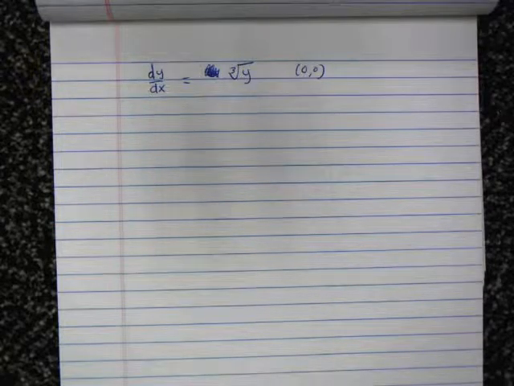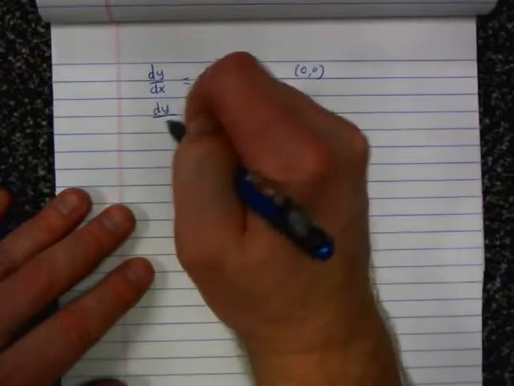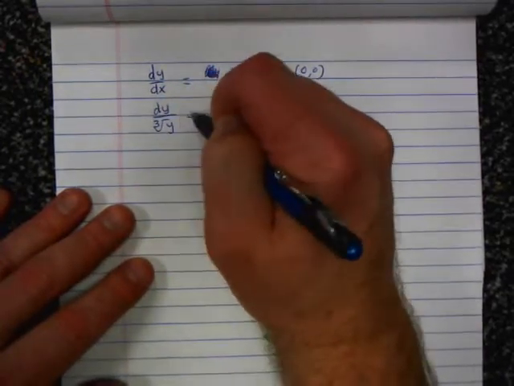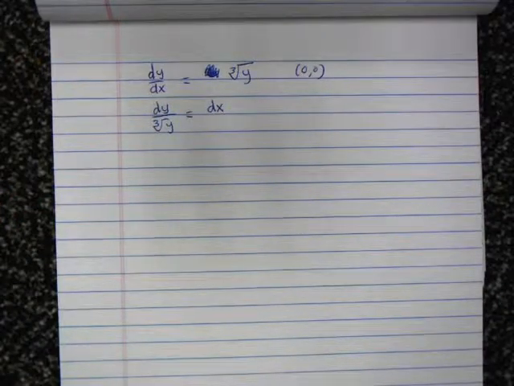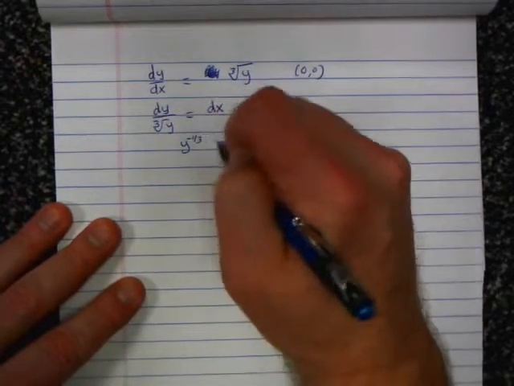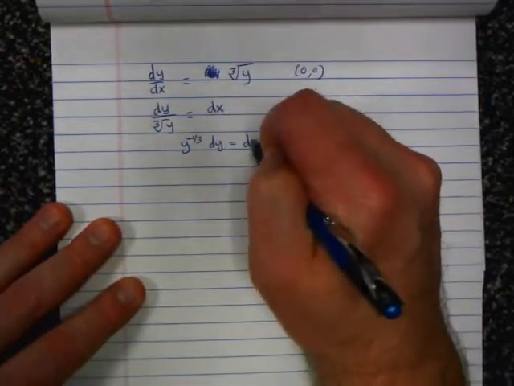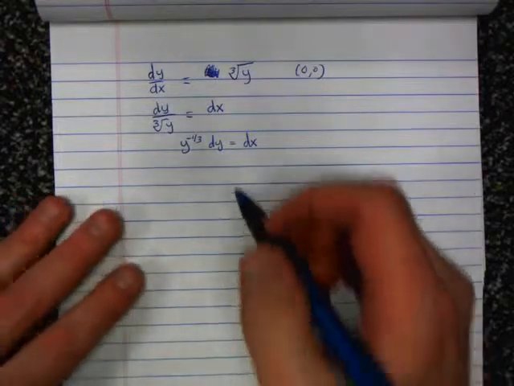That's a separable differential equation, isn't it? Because you can write dy over the cube root of y equals dx. Or even better, you might write that as y to the negative 1/3 dy equals dx. You integrate, what's the antiderivative of y to the negative 1/3?